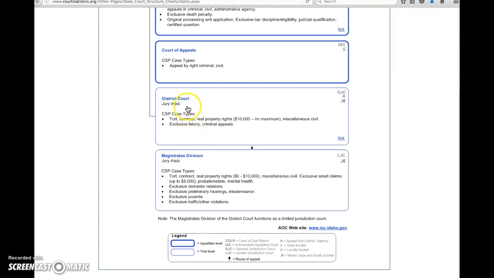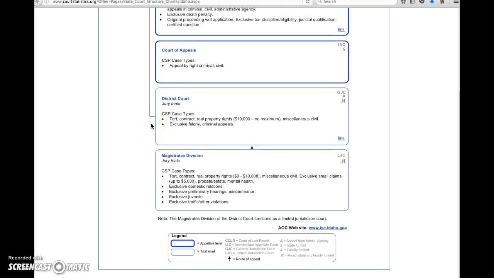All right. Now, district courts, for example, have jurisdiction over felony cases. What does this mean? This means that if you're arrested for a felony and you go to court, you will not be tried in Magistrates Division because they do not have jurisdiction. Jurisdiction lies with the district courts in the case of Idaho. So this is how you can apply jurisdiction within the state courts.